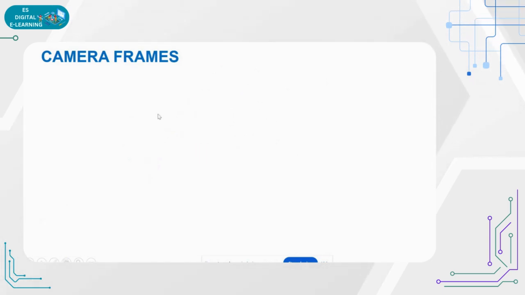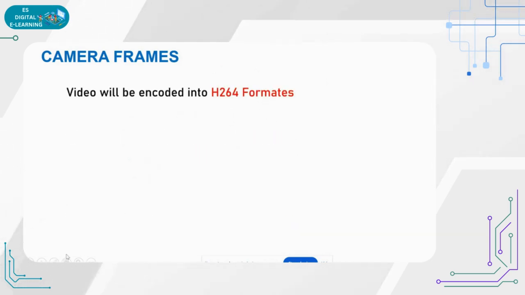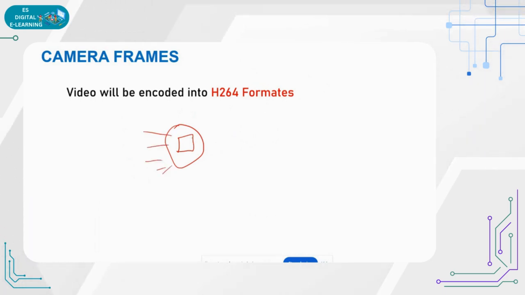Now, once the sensor reads the information, what is the next step? This information will be analog, as we know, so it will be converted by the analog to digital converter. Then it will go to the video processor.